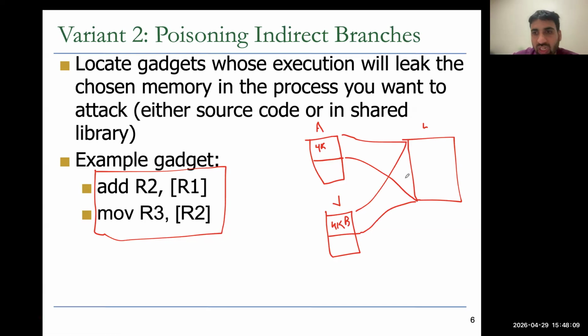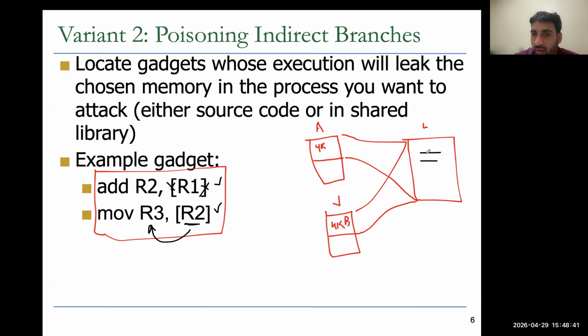Sorry. And suppose that in this library somewhere you have these two instructions, add R1 to R2 and move R2 to R3. Actually, you can also remove these brackets, it will still work. You are adding two registers together, and then the result of the addition, you are using it as a memory address and reading data from that memory address and putting it in R3, right? So let's say these two instructions are located somewhere in L.